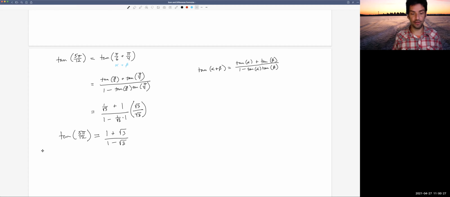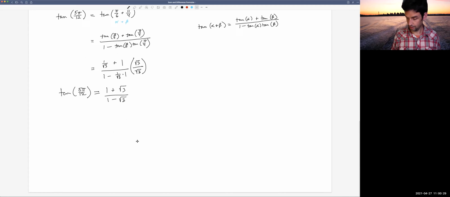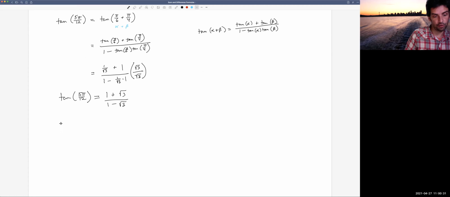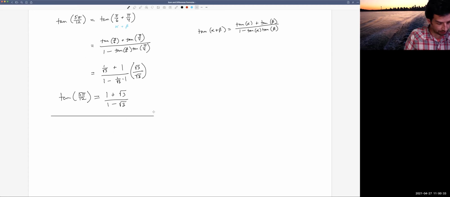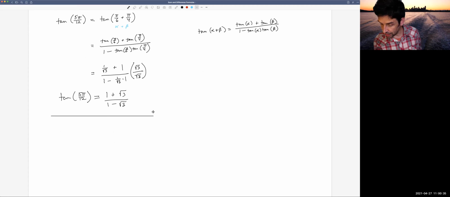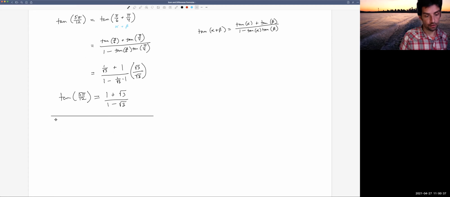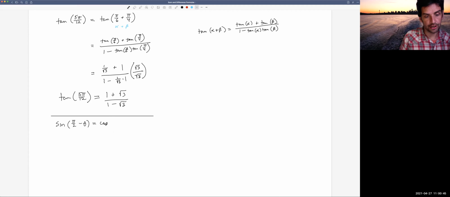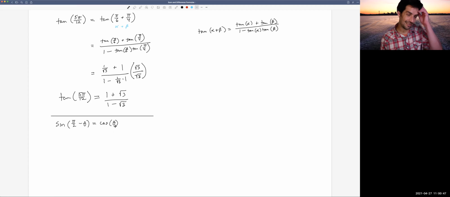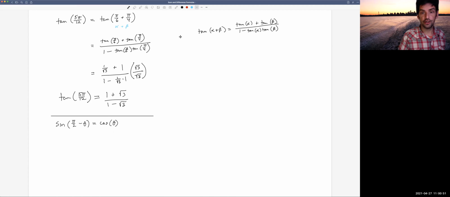Very last thing, I promise, let's take a look at something we've seen before. We looked at earlier at some cofunction identities. So for instance, we had sine of pi over 2 minus theta is equal to cosine of theta. Let's use the difference formula to confirm this. So this is my alpha minus beta.